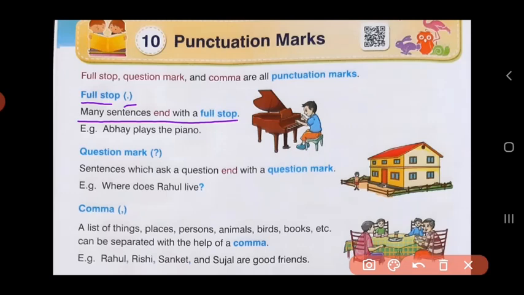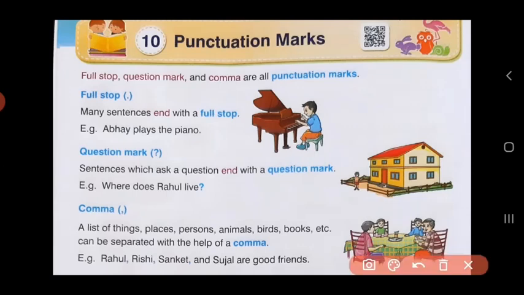Let's see an example. The sentence is Abhay plays the piano. Can you see? After piano, where the sentence ends, there is a full stop. So remember, children, always end your sentence by putting a full stop.